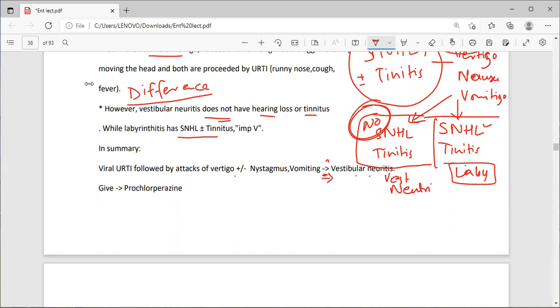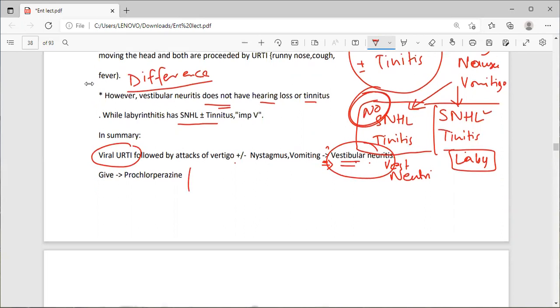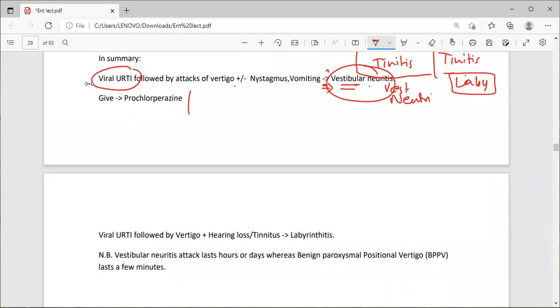It means that we are dealing with vestibular neuritis. Why? Because there is no mention of sensorineural hearing loss plus tinnitus. So when they are absent, you have got to deal with vestibular neuritis. Now, what should we use? We should use prochlorperazine, okay, to relieve the attacks of vertigo and vomiting.